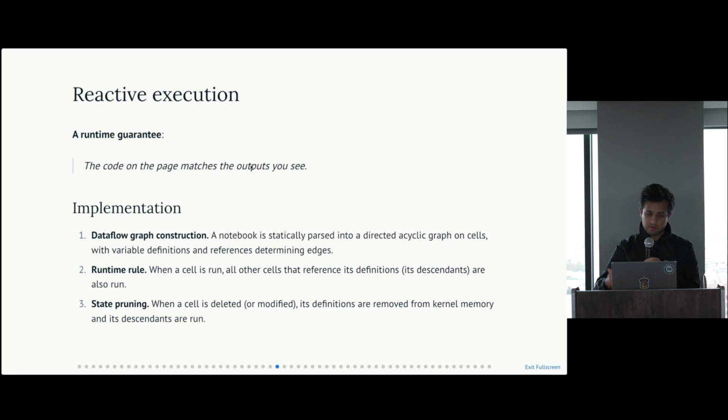The implementation is in three parts. First, Dataflow graph construction: statically parsing the notebook cells into a directed acyclic graph. Then there's a reactive runtime, such that when we run a cell, we collect all other cells that reference its definitions, i.e. its descendants, and also run them. And you also saw that when a cell is deleted or modified, its definitions are removed from kernel memory and its descendants are rerun. So it's another way we eliminate hidden state.